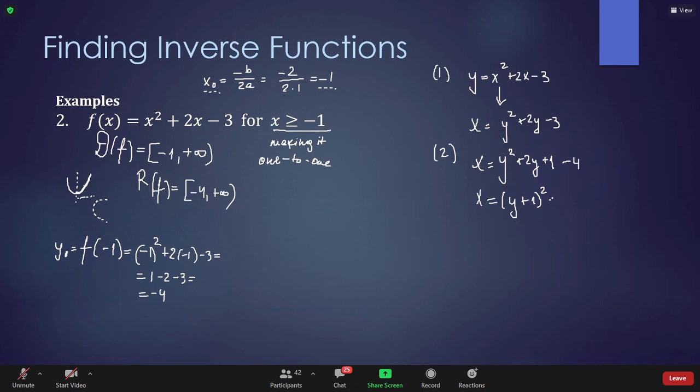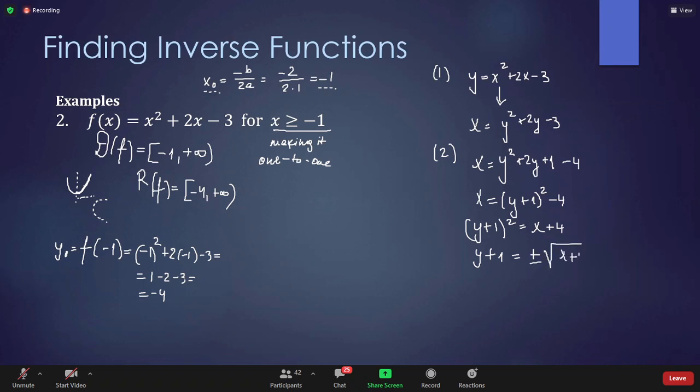To express y, I can now write (y + 1)² = x + 4, leaving only the y expression on one side and moving everything that does not contain y to the other side. And now I say y + 1 could be, because the square is x + 4, y + 1 itself could be positive, or it could be negative square root.